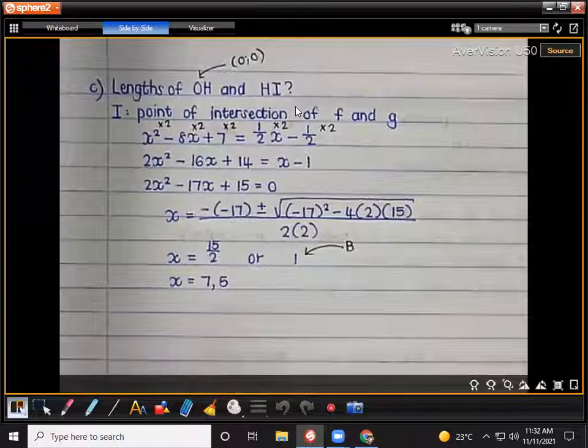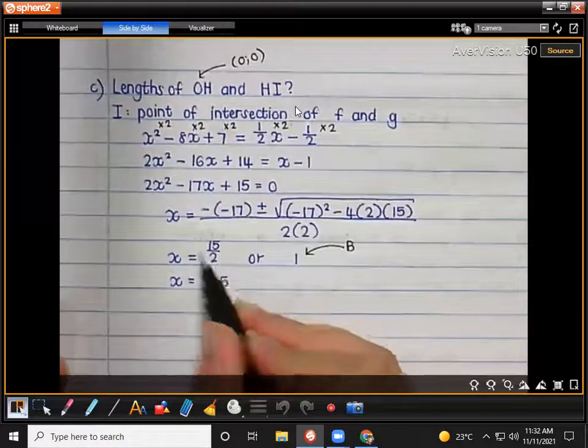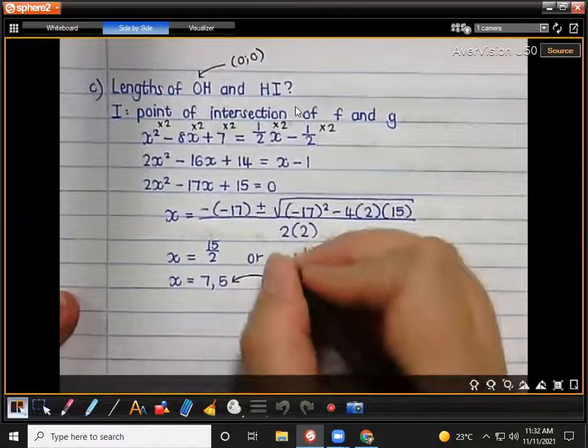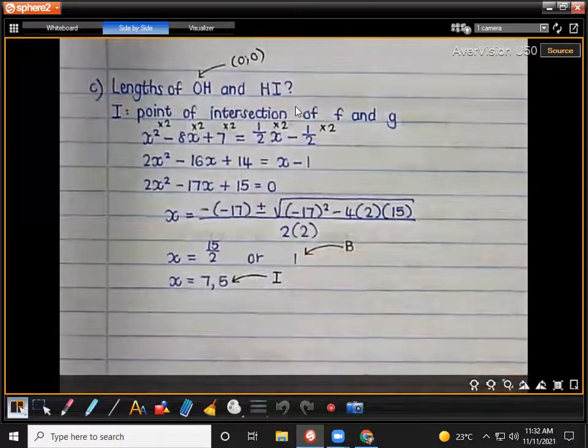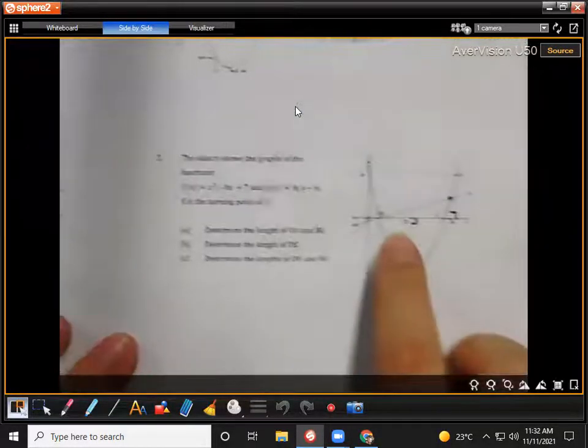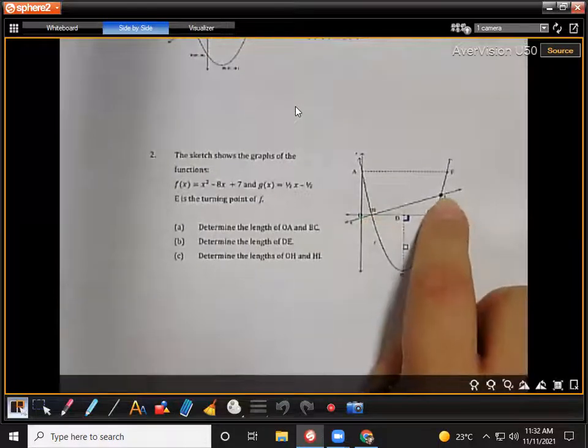So we're not going to work with that further. We're not actually interested in B at this point, meaning that 15 over 2 or 7,5, however you want to write it, this is the x value of I. So you do have to look at your graph to identify which point it is. 1 is obviously smaller than 7.5. So 1 is that one, and that one is 7.5.